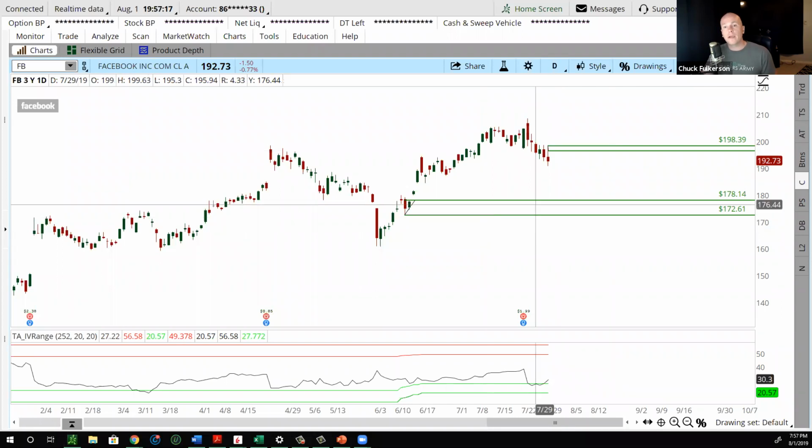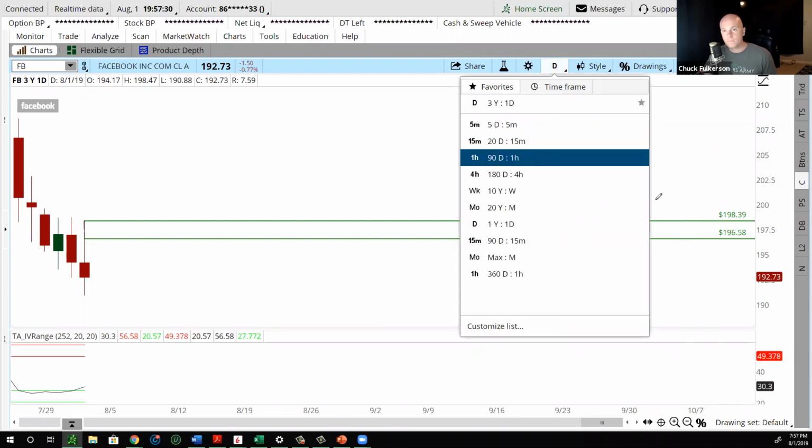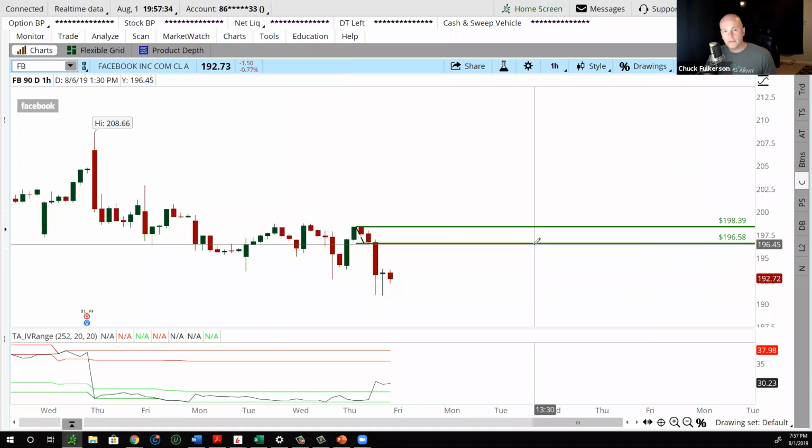So let's say that you were trading the stock. Now, if I was trading the stock, what I would do is I would have an entry at about 196.58 and a stop at about, go to my hourly chart here again. So an entry at 196.58 and a stop at 198.39. $196.58. Stop at, let's do, I like 198.52. That's not so bad.